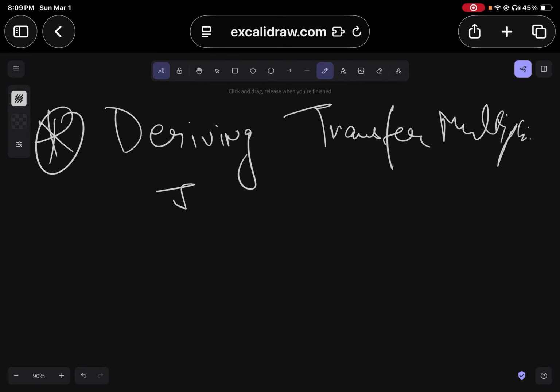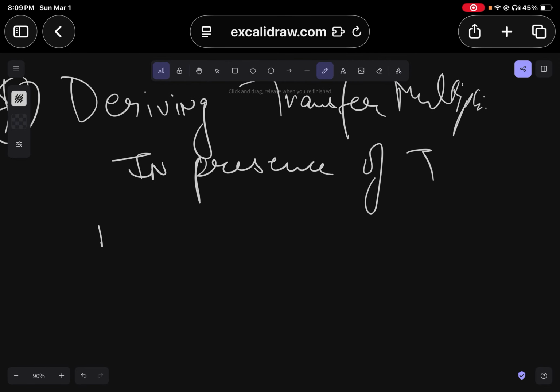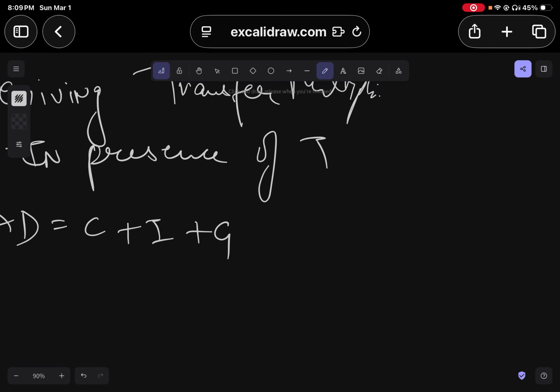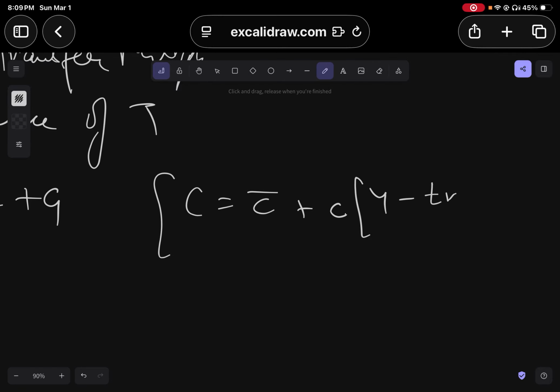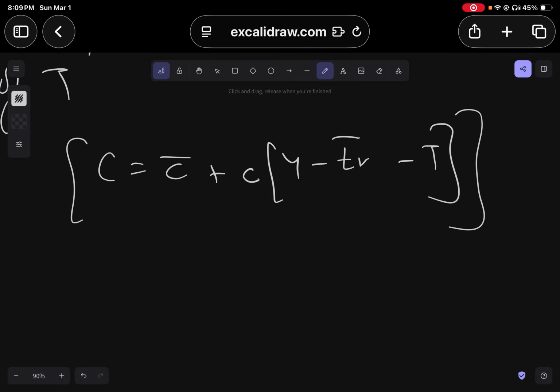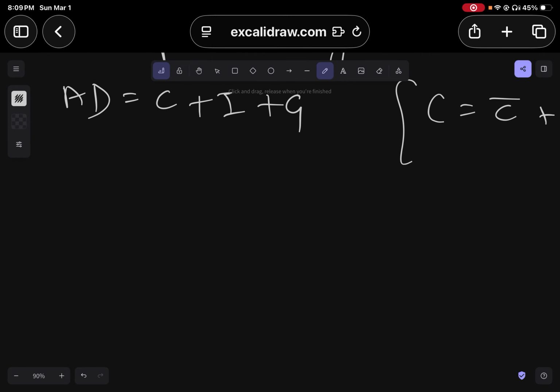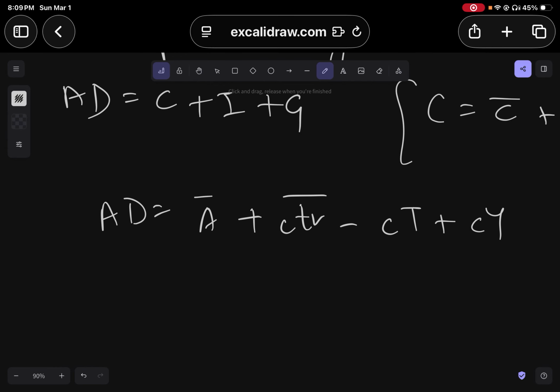So in presence of transfer payment, AD is equal to C plus I plus G. C is equal to C bar plus C(Y minus TR) minus lump sum tax. So now in equilibrium, AD is equal to A bar plus CTR minus CT plus CY.